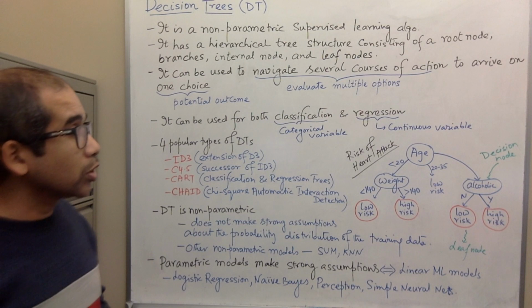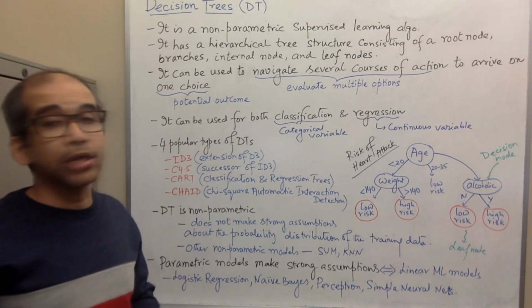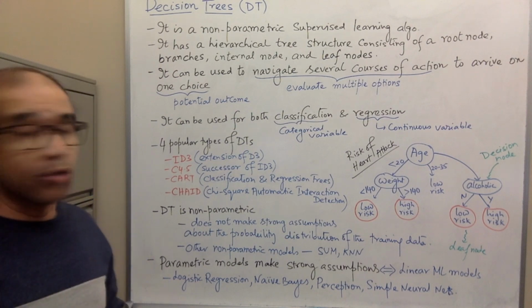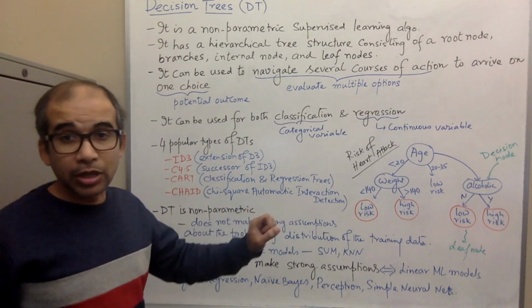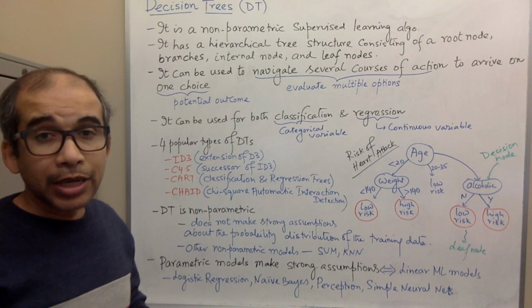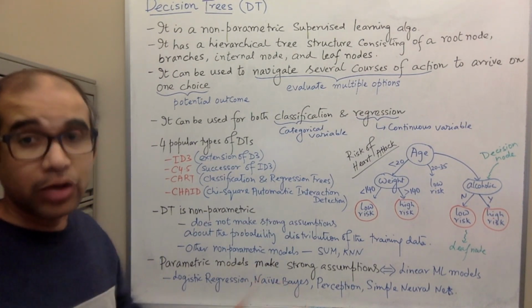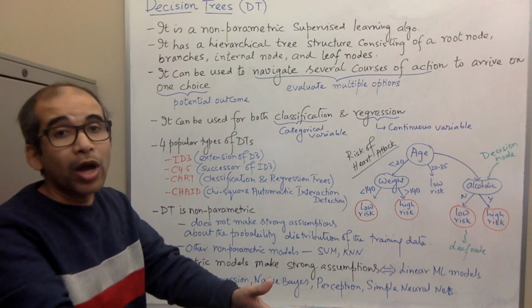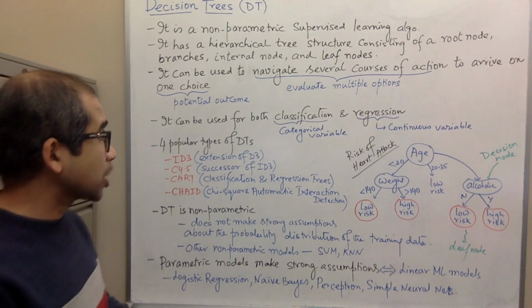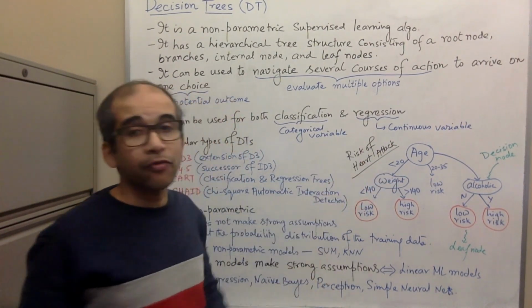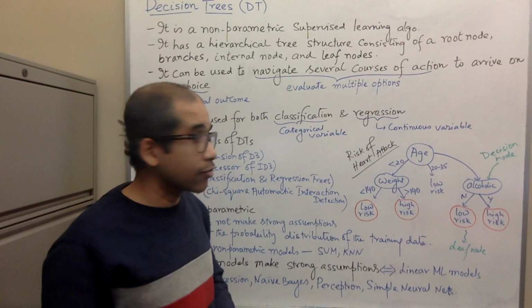In computer science, we don't really need to explain to students what a root node or a leaf node in a tree is, but I have an example to explain later. We also want to say that it can be used to navigate several courses of action to arrive at one choice, which is one potential outcome. So let's see an example here, which is about trying to predict the risk of an outcome.